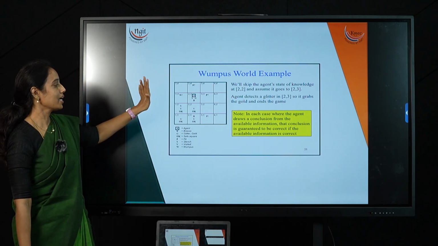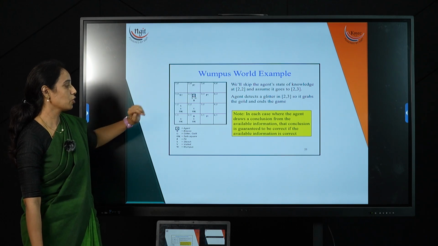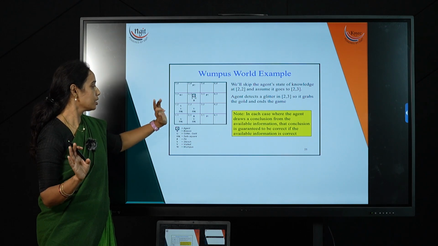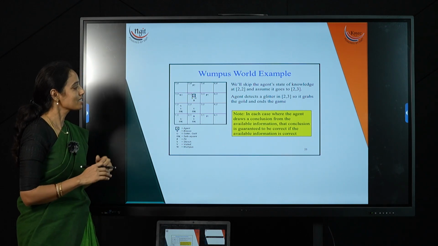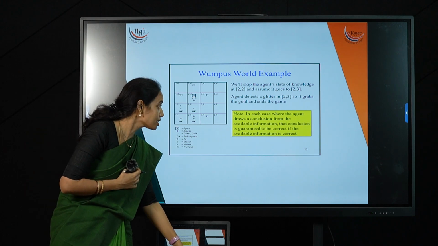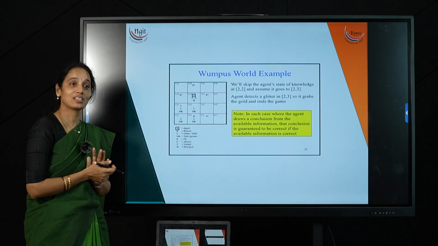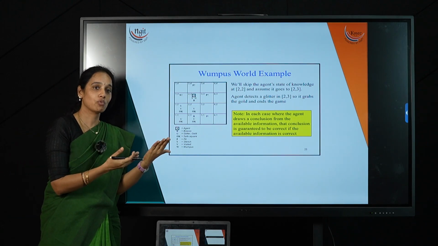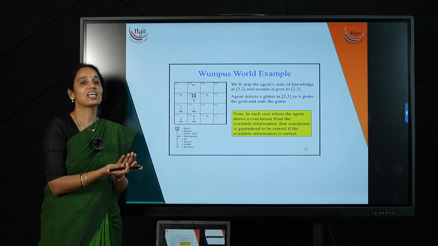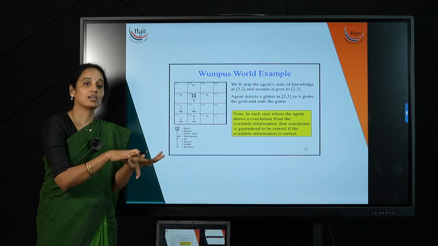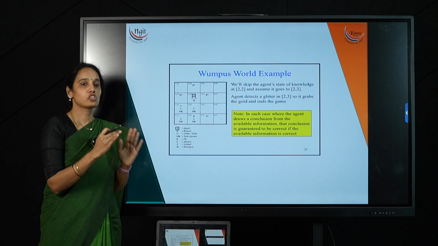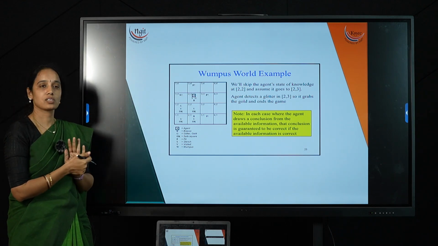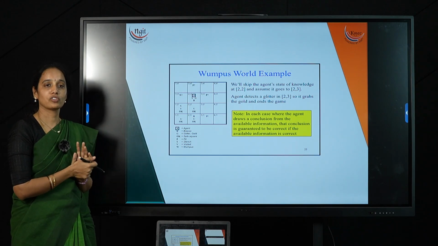In this case the agent draws a conclusion from the available information, and that is guaranteed to be correct if the available information is correct. This is just an example of a knowledge based agent: how it perceives the environment and accordingly takes appropriate actions so that it does not lose the game. It should find the solution and draw a conclusion. That is the description of a knowledge based agent through this wumpus example.